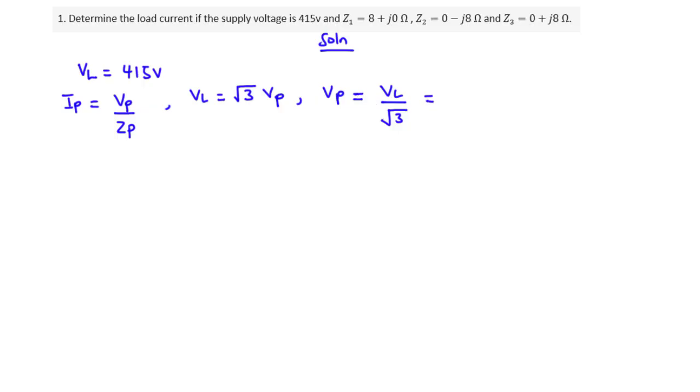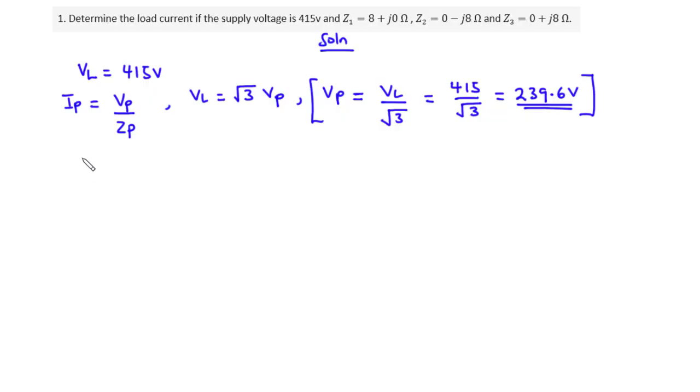Now in the question, we have the line voltage to be 415 volts, so that is 415 divided by √3, and that is equal to 239.6 volts. So this is the phase voltage. So now let's move on as we find the phase current for the respective phases.